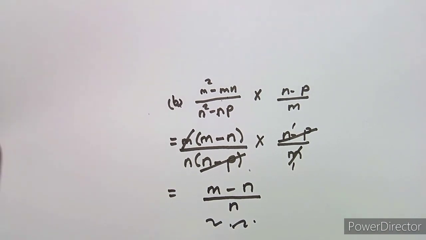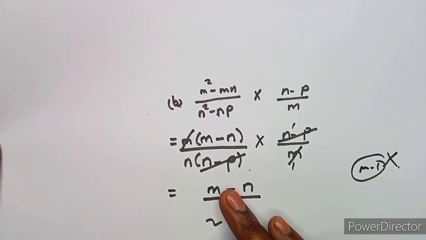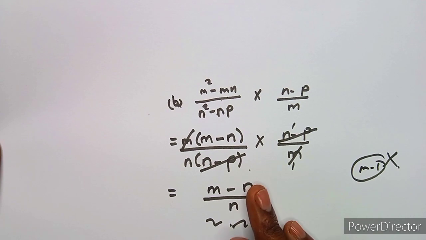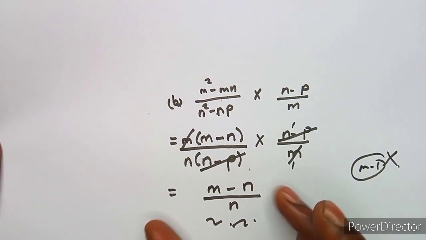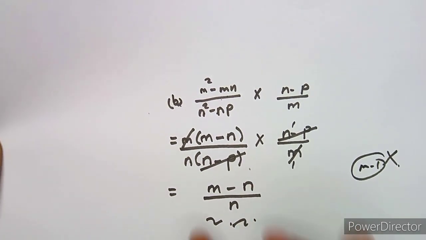So as you can see, guys, there's nothing that you can do here. Never be tempted to cancel this one and this one, then you'll be left with m minus 1. This is actually wrong, because this one is an expression, so you can't separate this. Just leave it like that, as a single fraction. Remember, they want it as a single fraction, so just leave it at this stage like that.